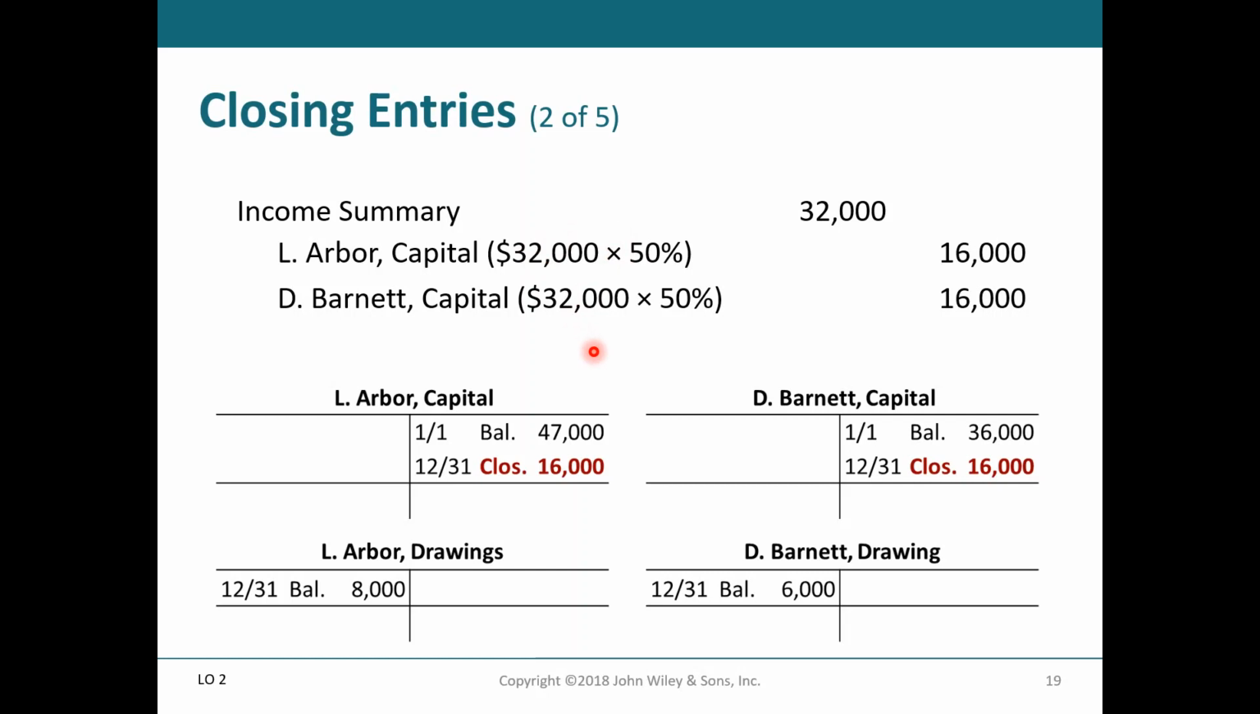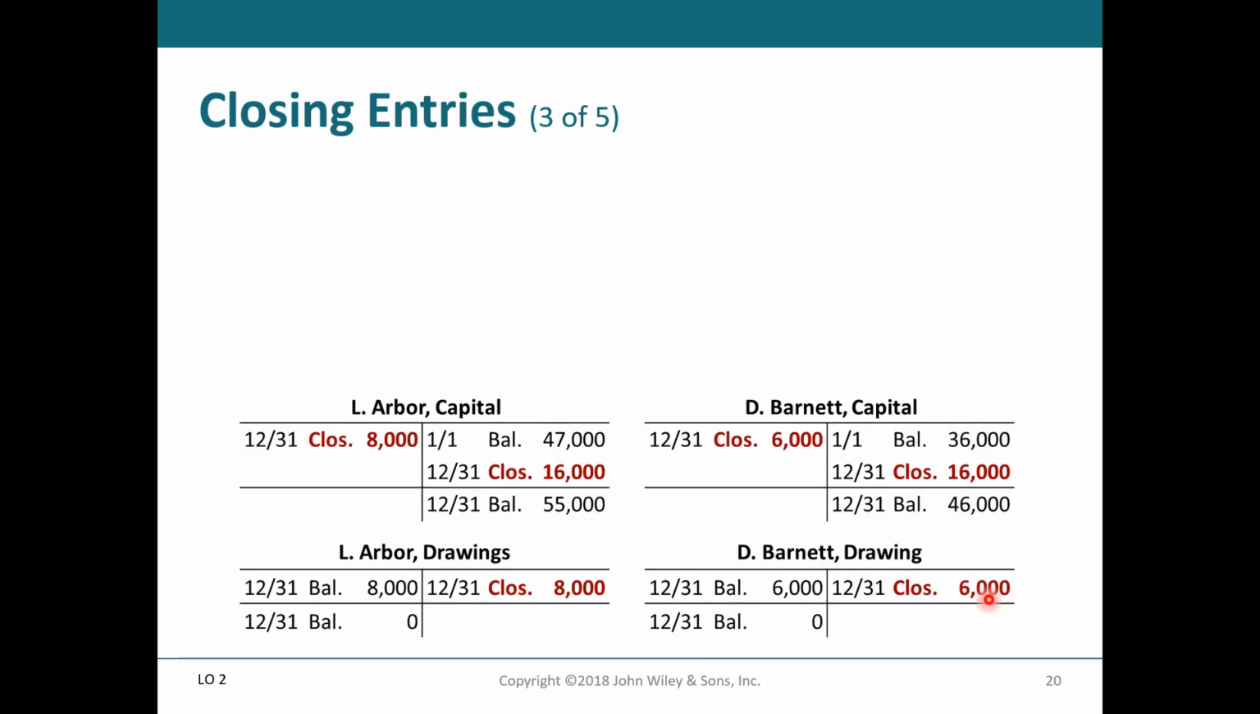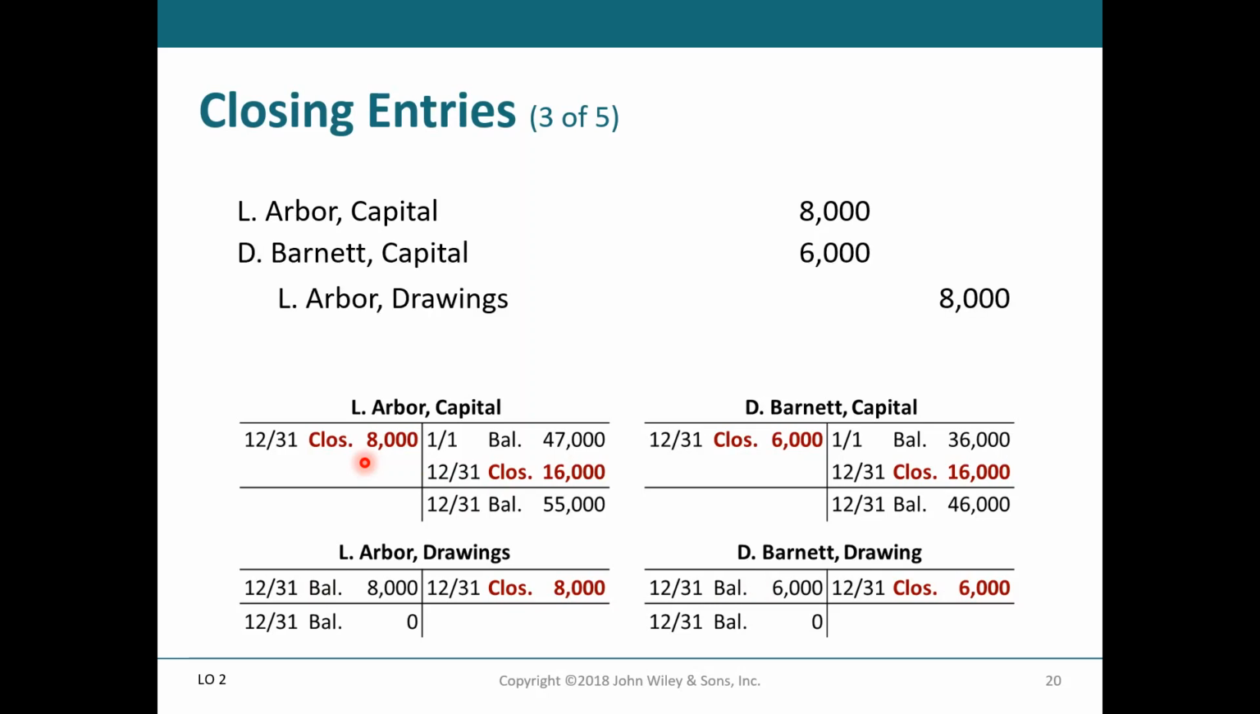That's the first entry. The second entry has to do with the drawing account. During the year, they withdrew funds, and so their drawing accounts were debited for $8,000 and $6,000. Now you're going to credit them for $8,000 and $6,000, and you're going to debit their capital accounts for $8,000 and $6,000 respectively. And so here you have a debit for $8,000 to Arbor's capital account, a debit to Barnett's capital account for $6,000, a credit to Arbor's drawing account, and a credit to Barnett's drawing account to zero out the drawing accounts. So if you notice here, the accounts are now zeroed out. This is their balance in their capital accounts at the end of the year, 55 and 46.